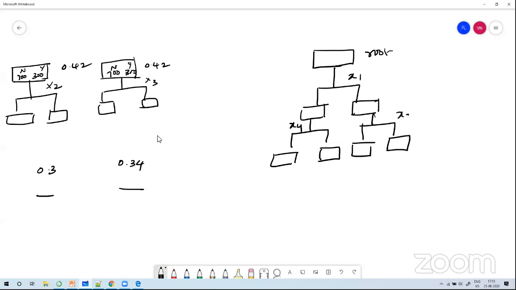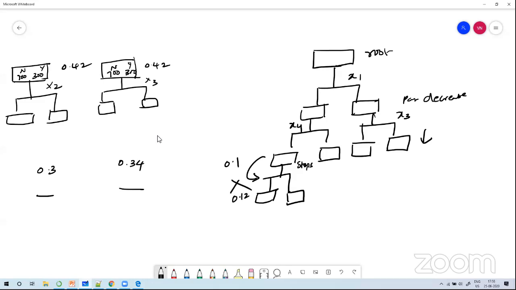splitting with X3 here. As long as we can decrease the Gini from the parent to the child node, these steps will be continued. If we cannot decrease the Gini from the parent to the child, if the parent is 0.1 and if the child is giving 0.12, this is not allowed, it stops there. So as long as the Gini can be decreased from the parent to the child node, it proceeds. And when it stops at some point, that's where we call this, the tree is completed.